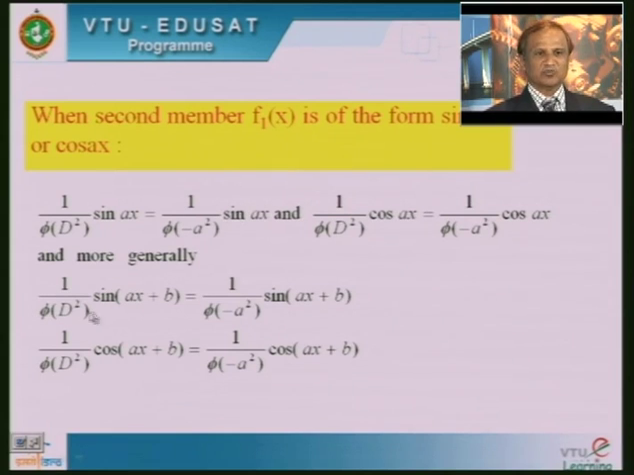Or more generally, we can say that 1 upon phi of D square, sin of (ax plus b), is equal to: I will identify the term D square and replace it by minus a square, sin of (ax plus b), where a is the coefficient of x. It means a is a known value. Or in case of 1 upon phi of D square, cos of (ax plus b), it is 1 divided by phi of minus a square, cos of (ax plus b). Again I will replace D square by minus times a square.